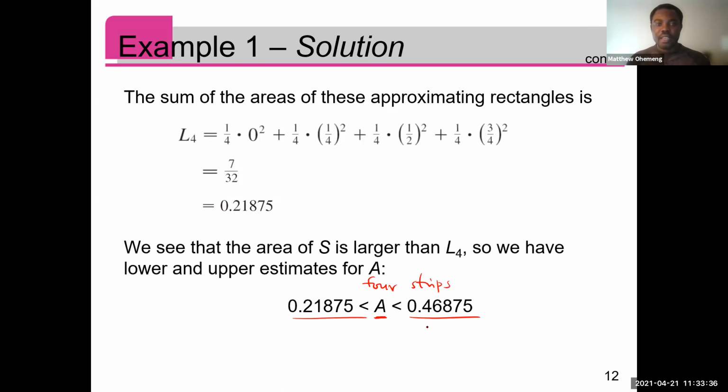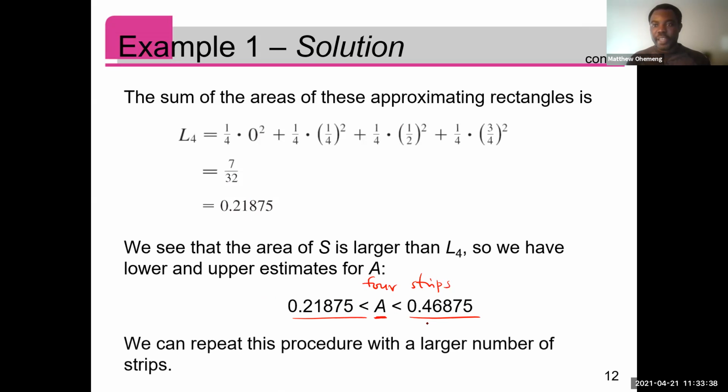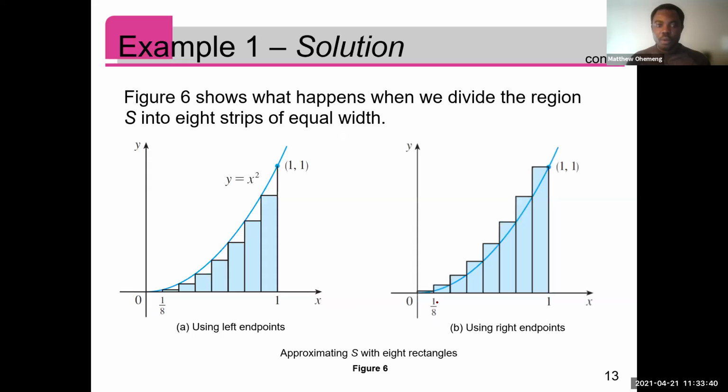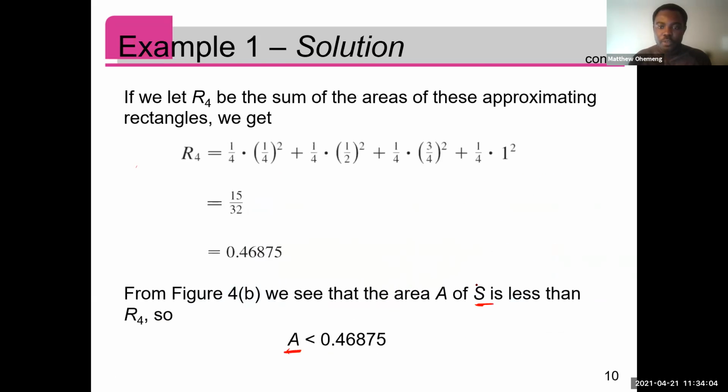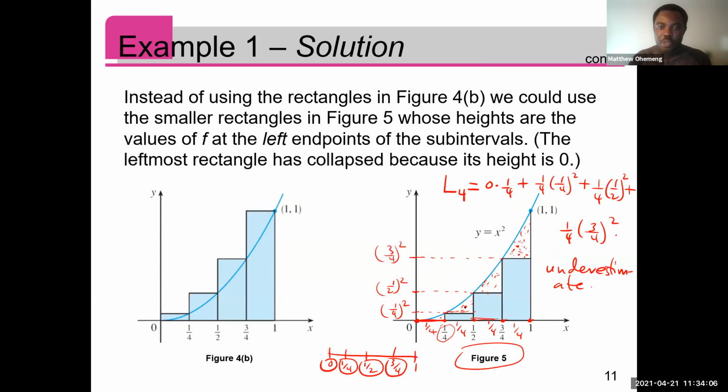Well, someone can say, can't we do better, right? Well, we can do better by increasing the number of rectangles. So suppose we increase the number of rectangles to 8, into 8 strips of equal width, right? Then you see that, using left endpoints, even though there are gaps, they're not as big as when we had 4. Let me go back to 4.